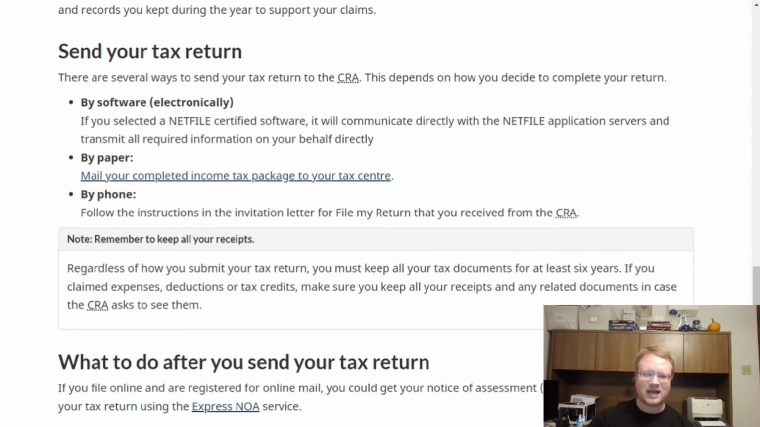So that means anytime in the next 6 years, the CRA can go back and double check your file, and they might say, hey, some of these numbers are wrong, or hey, we didn't actually see proof of this amount. And they might call you up and ask you to provide that proof.